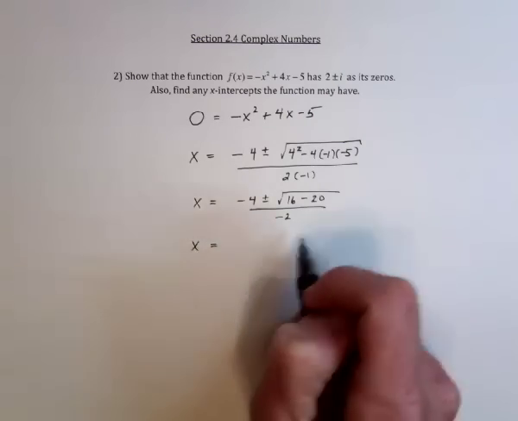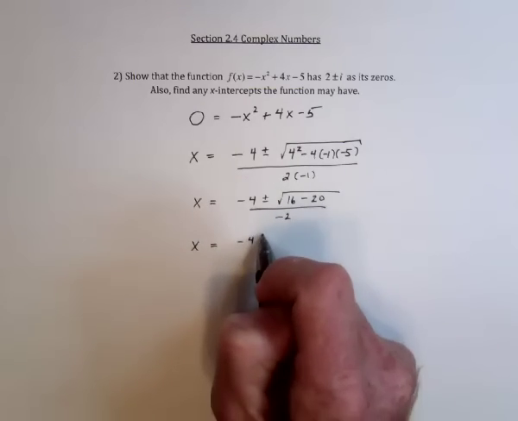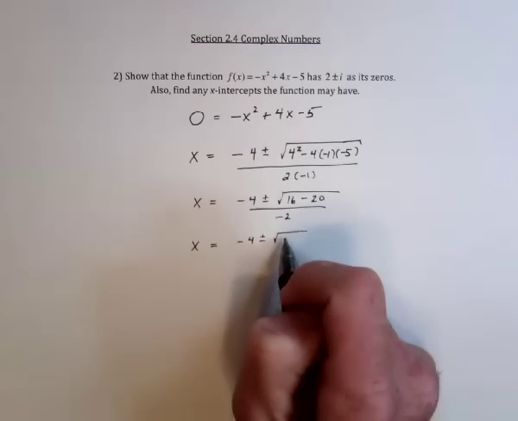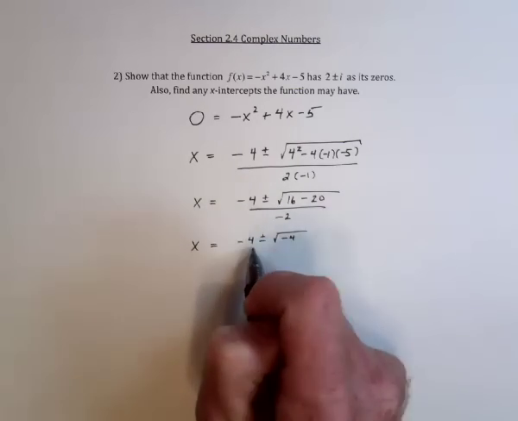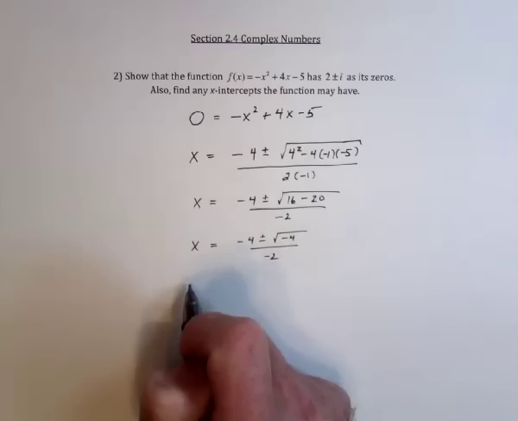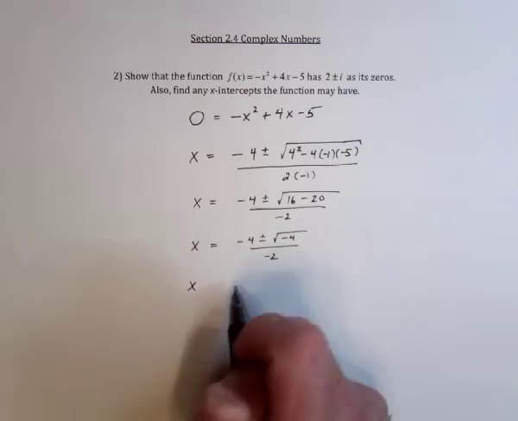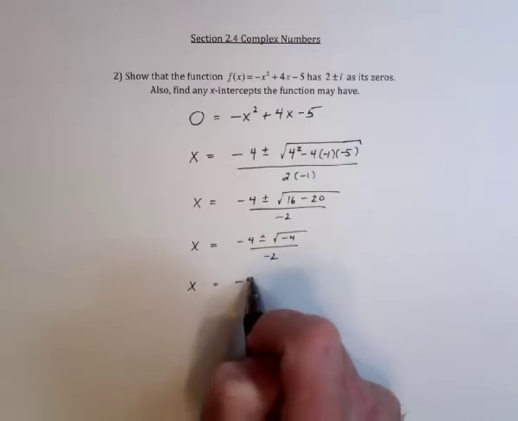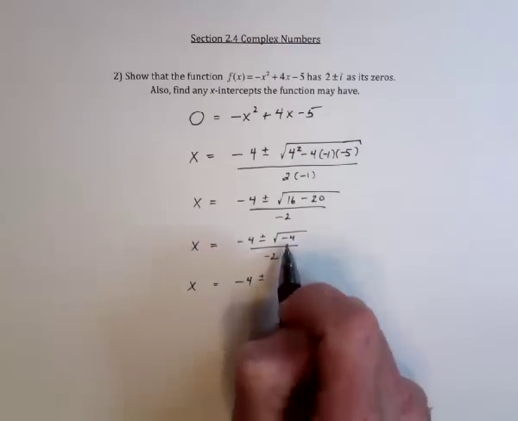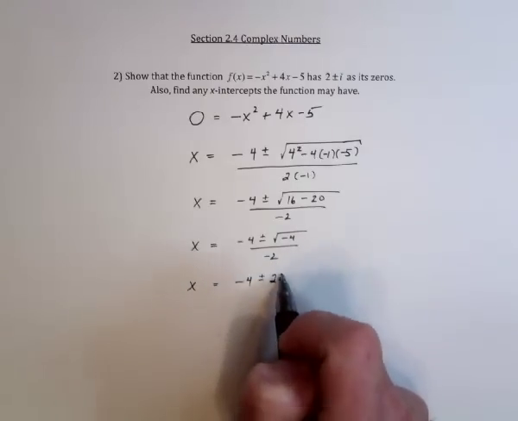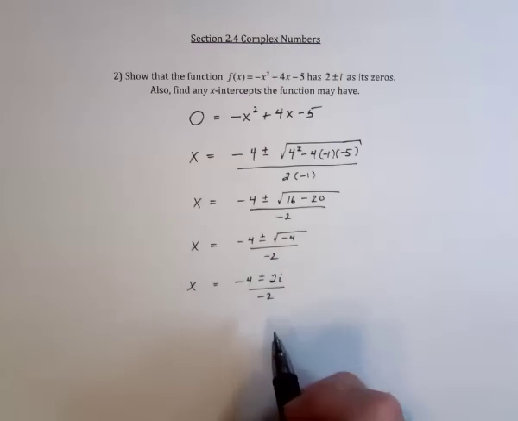So now in the radical, we've got the square root of a negative 4, and that can be simplified. So we've got negative 4 plus or minus the square root of negative 4, which is 2i, and then divide by negative 2.